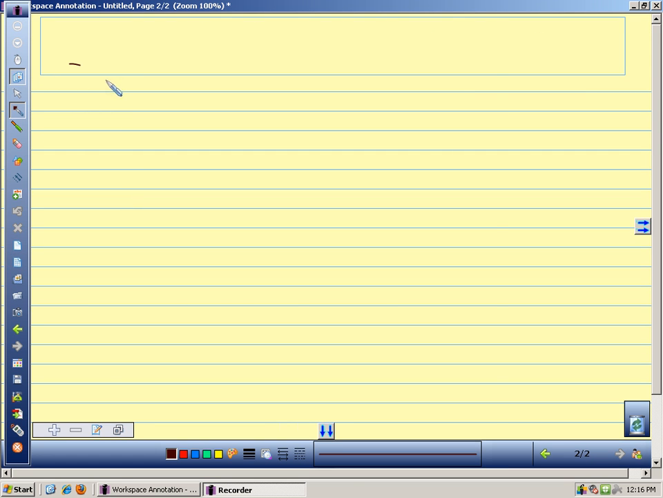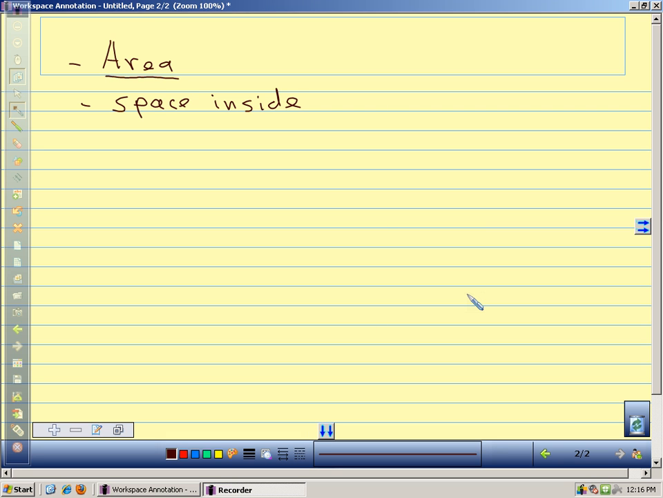Let's talk about area. What do we mean when we're talking about area? Perimeter is how far around the outside. So what would be a kind of an everyday definition of area? What are we working with? Space inside. The space inside. I think that's perfect. The area is the space inside. So perimeter is how far around the outside. Area is the space inside.